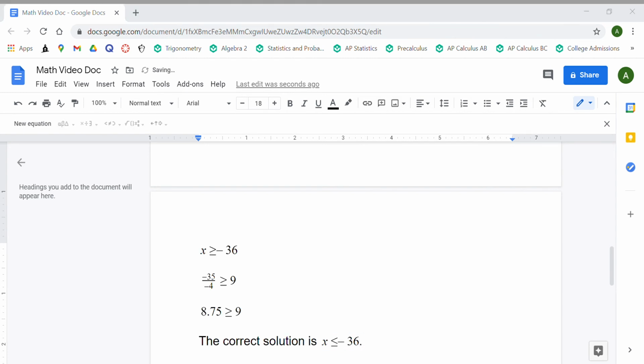Alright? And now to draw another terrible graph. I'm literally drawing with my nails right now. Alright. Closed circle because x can equal negative 36. And then we shade to the left. Alright, so there's your solution set.